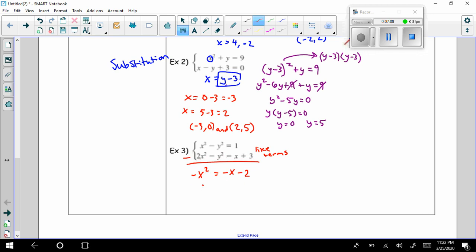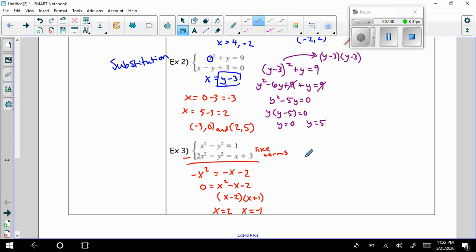This is a quadratic, so I need it equal to 0. I'm going to add the x squared over, and then I'm going to factor, and then I'm going to solve. So x equals 2, and x equals negative 1. Again, with those two answers, I need to find my y values as well.